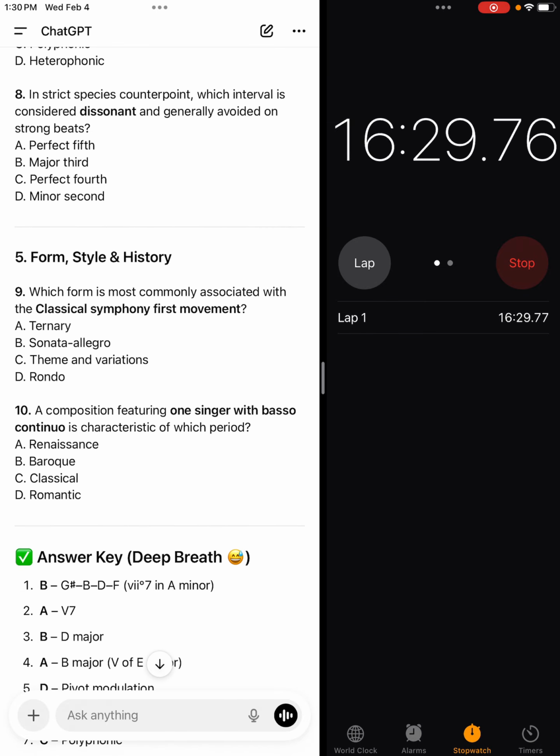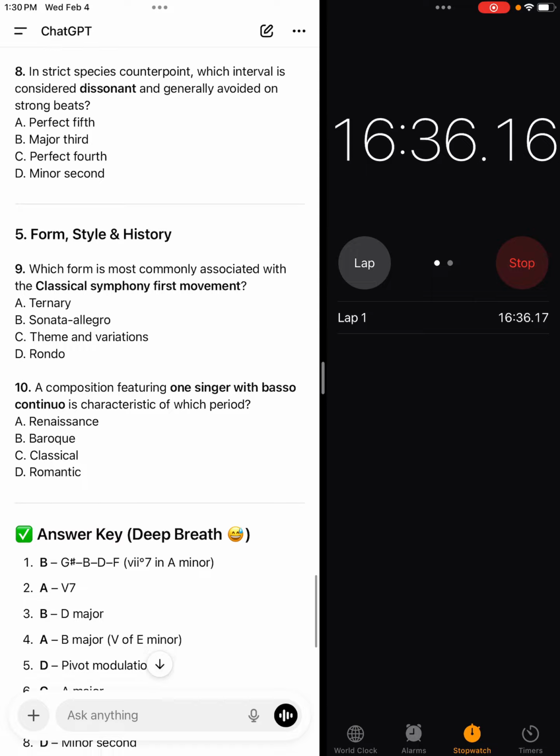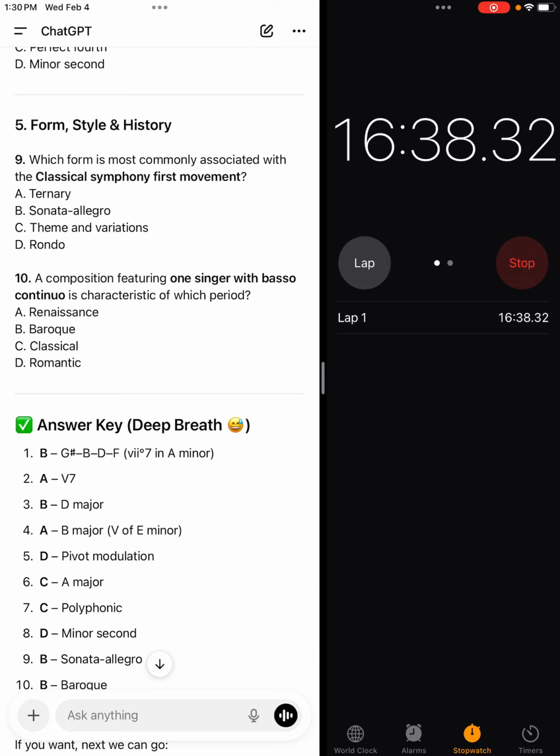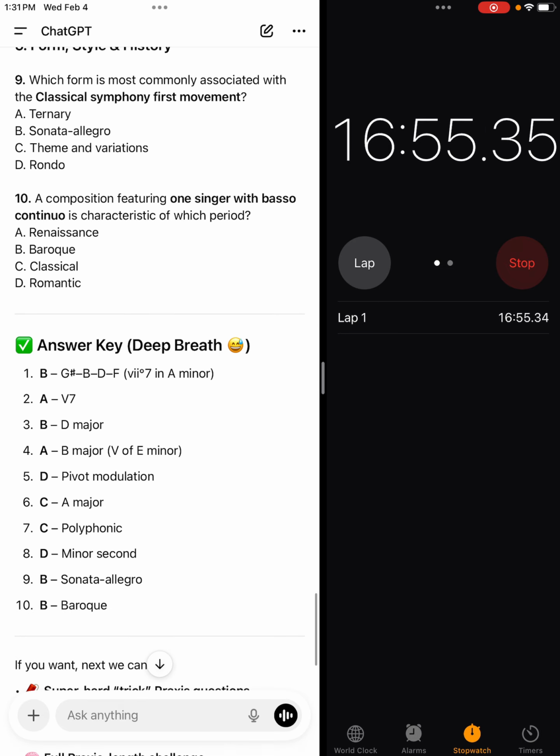In species counterpoint, what interval is considered distant and generally avoided on a strong beat? Minor second. Which form is commonly associated with the classical symphony's first movement? Sonata Allegro. If a composition features a single basso continuo, it would appear Baroque.